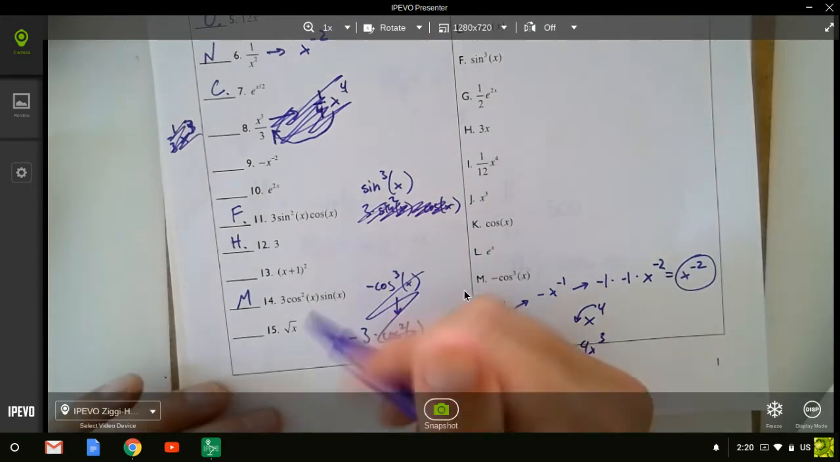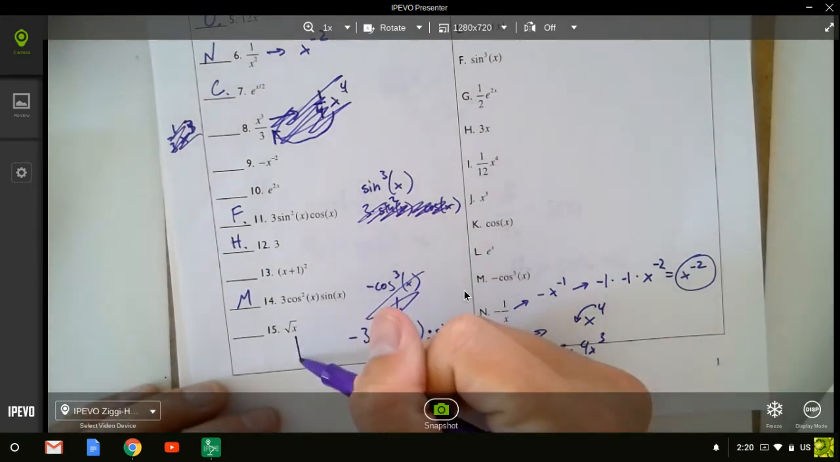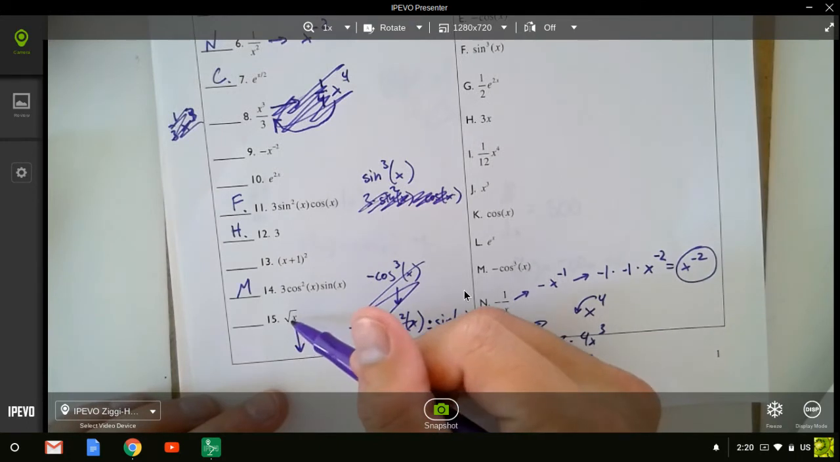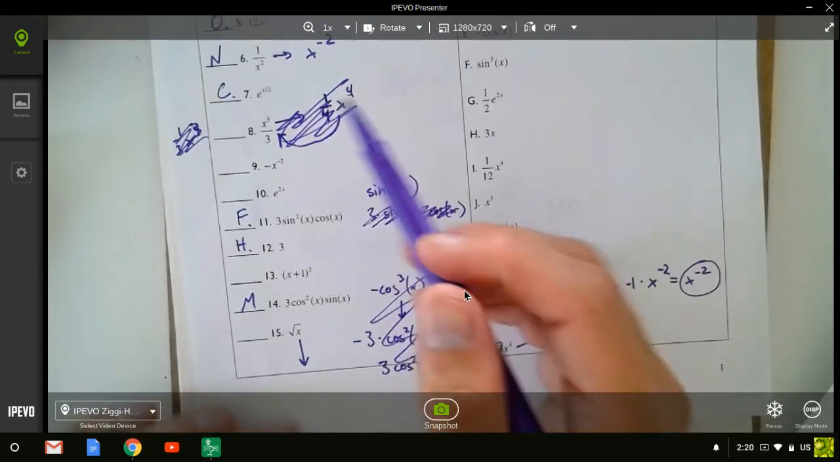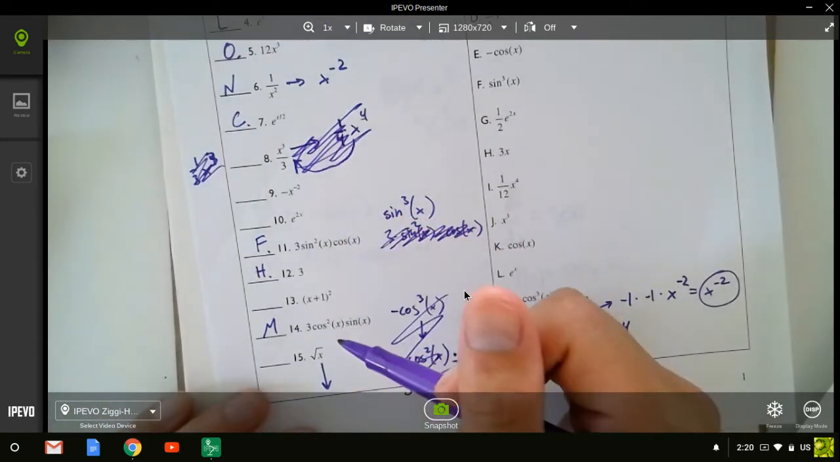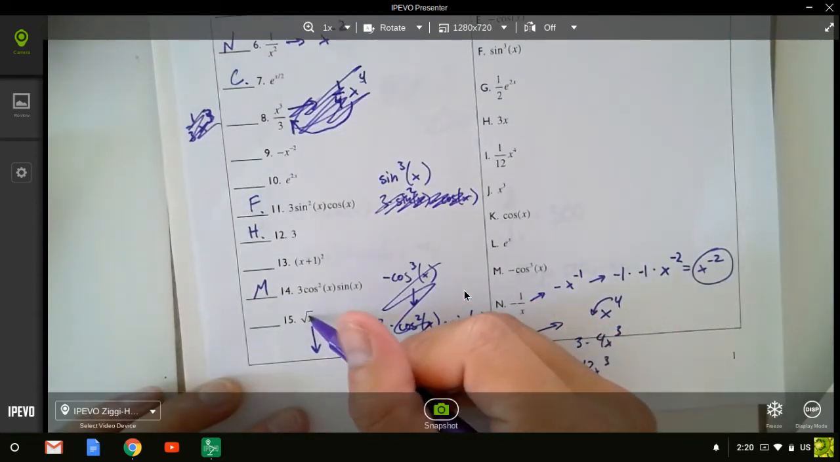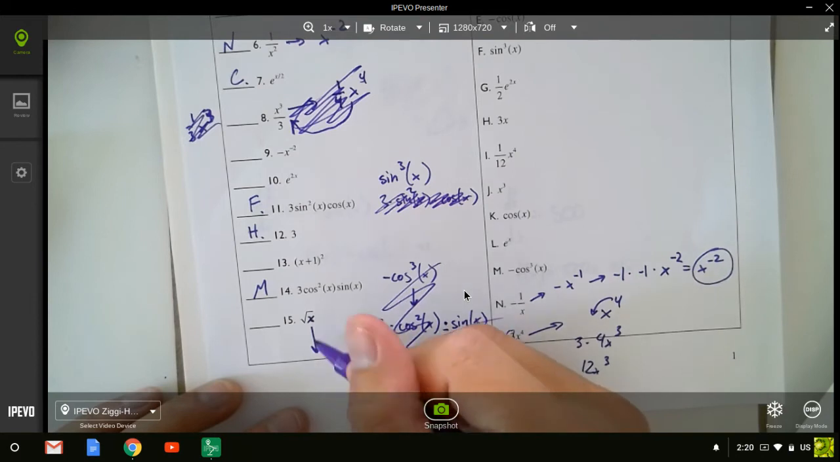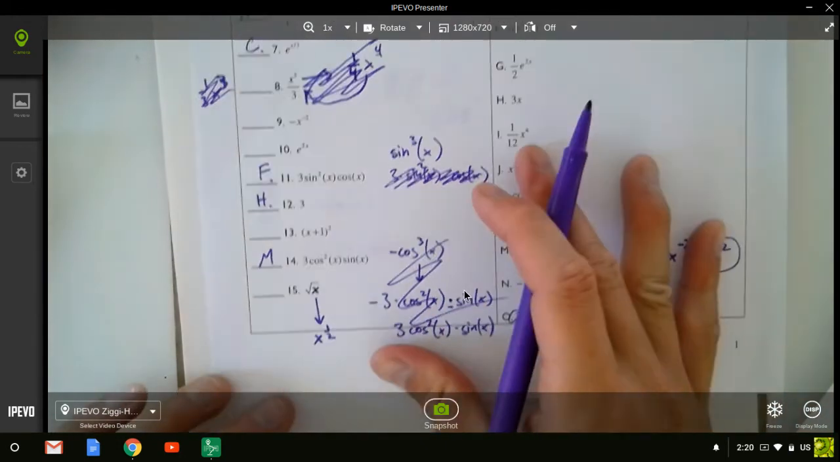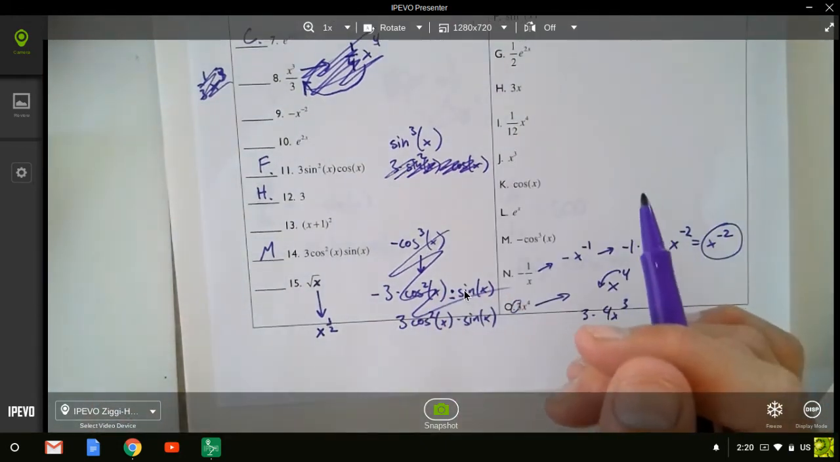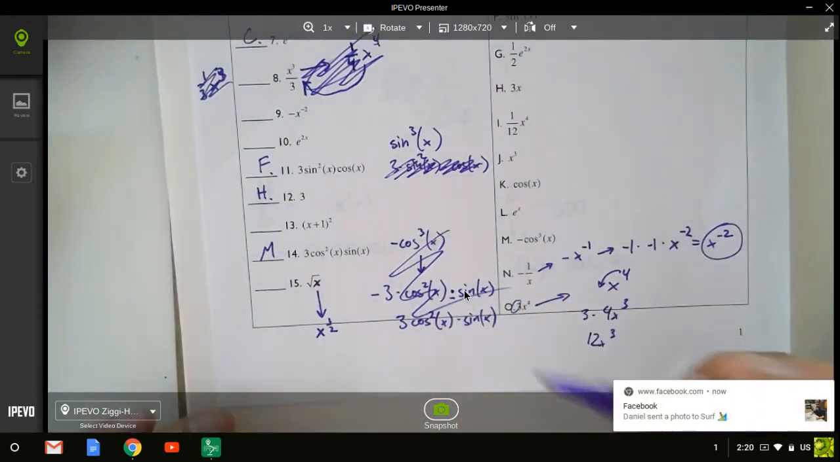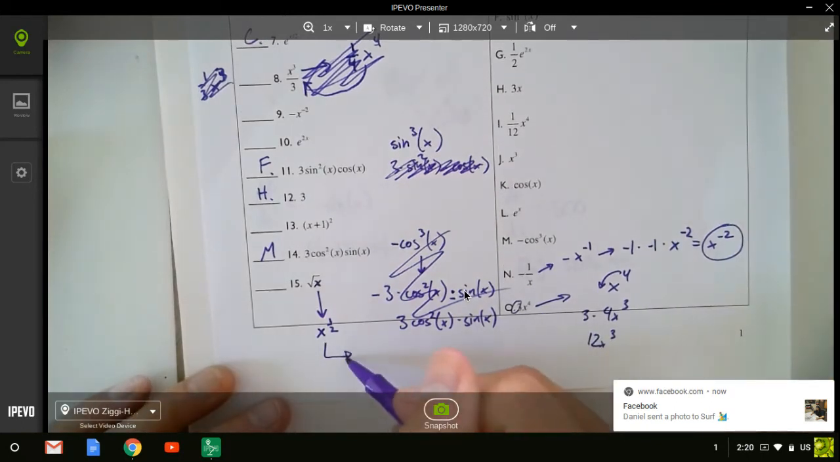If you're having trouble with number 15, rewrite that. Anytime you have 1 over x squared, or you have square root of x, any roots, then you can simply rewrite it as x to the 1/2. Can you find the antiderivative for x to the 1/2? Oh, what'd you get? Does that make sense?